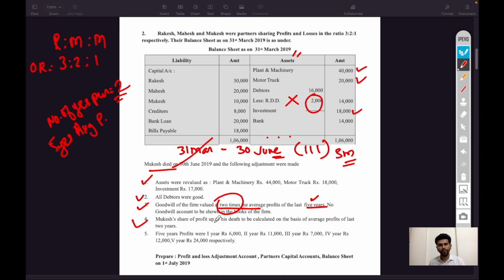Mukesh's share of profit up to his death is to be calculated on the basis of the average profit of the last 2 years. This is the calculation of goodwill, and at the time of calculation of profit, only 2 years average profit will be considered.